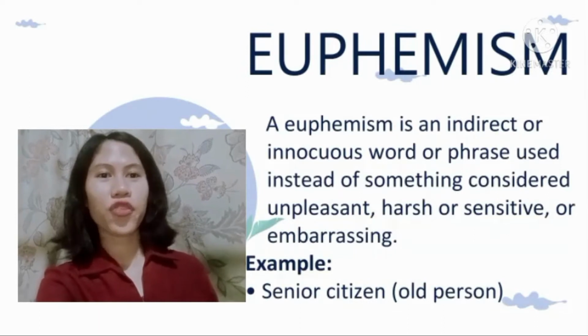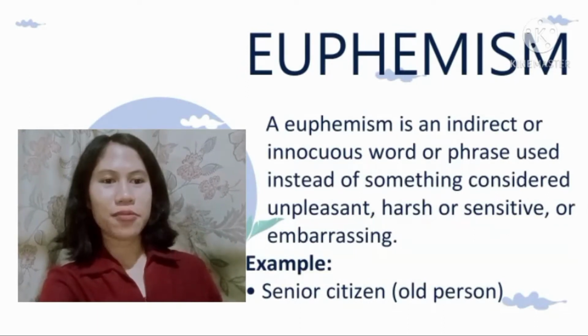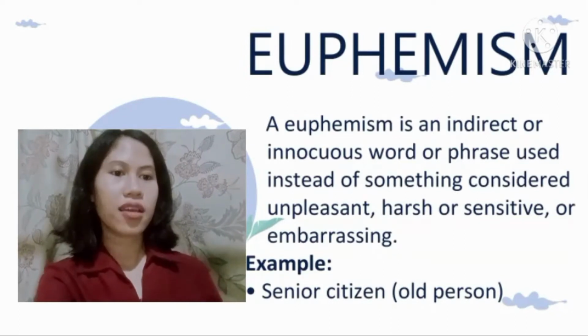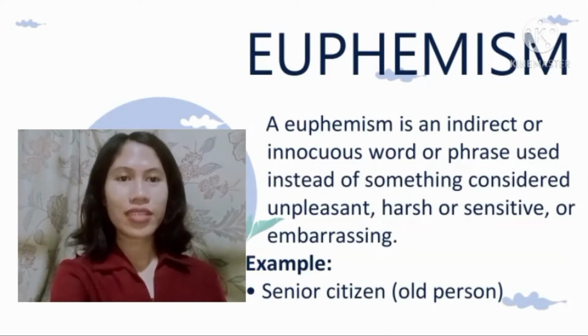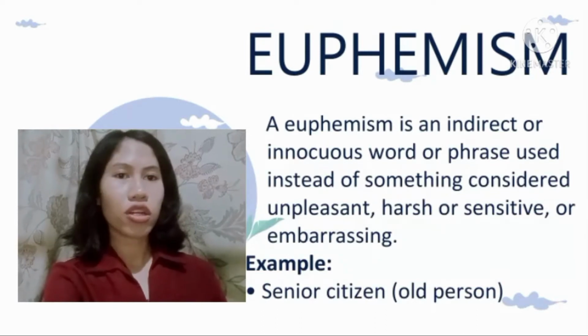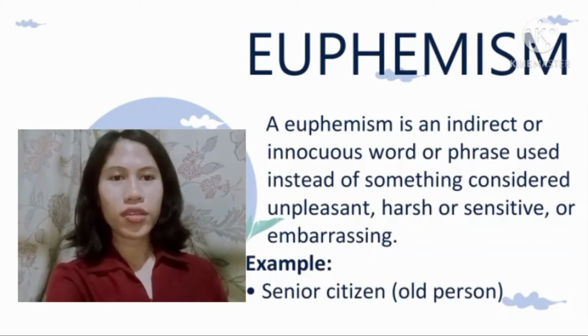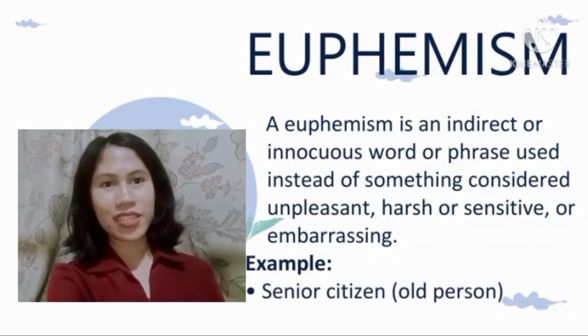Next is euphemism. A euphemism is an indirect or innocuous word or phrase used instead of something considered unpleasant, harsh, sensitive, or embarrassing. For example, we use senior citizen instead of saying old person.